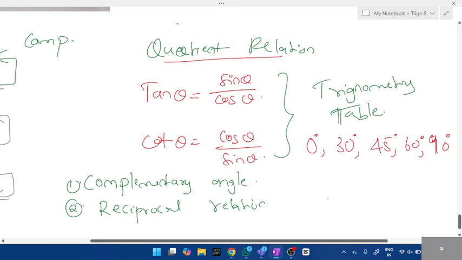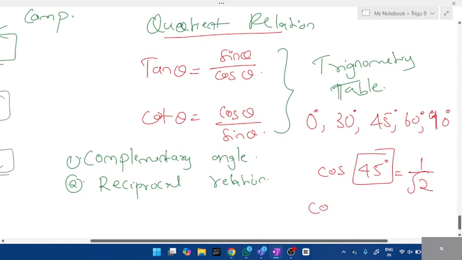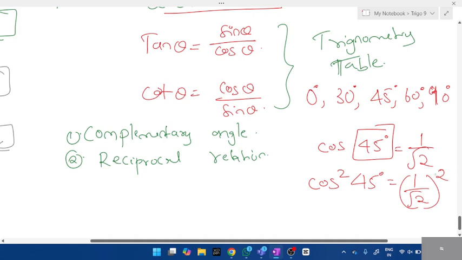If cos 45 is given, is 45 degrees given in the table? Do we have 45 degrees in the table? We have the value. What's the answer? 1 by root 2. What is cos square 45? If there is a square, what do we do, students? 1 by root 2 the whole square. So that is nothing but 1 square divided by root 2 the whole square. Square and square get cancelled. What's the answer? 1 by?